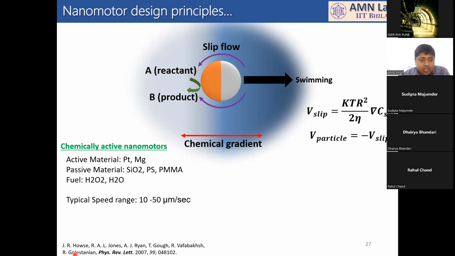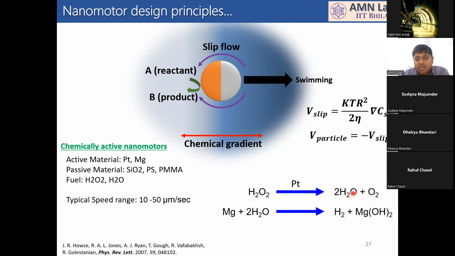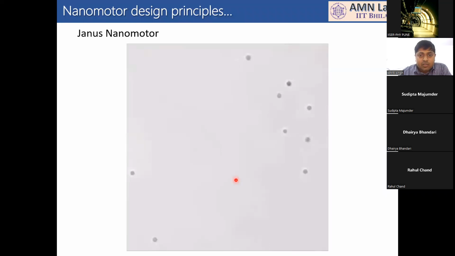In this design, they suggested using some materials as the active component. You have to think about some material that is chemically active and some chemical in which this material does a reaction, like platinum. Suppose you put platinum on this side, then it reacts with peroxide and does this type of reaction on one side. On the other side, you can choose anything, like silica or PS or PMMA, anything is fine. So this was the first design. These are small motors, around 1 micrometer in diameter, moving in a chemical medium, platinum motors in the peroxide medium.